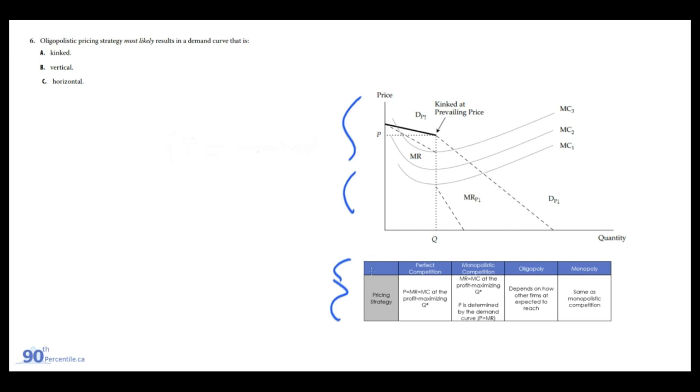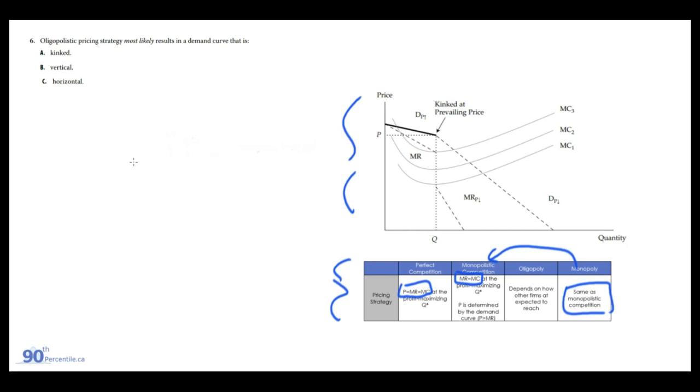It's a quick summary of how firms decide on their price and their quantity to produce, depending on what type of market they're in. So like I said before, perfect competition, marginal revenue equals marginal cost. Monopolistic competition, marginal revenue equals marginal cost. And monopoly is the same as monopolistic competition. But in an oligopoly, it depends on how other firms are expected to react. So we have this chart here, which describes how demand differs based on pricing strategy for an oligopoly.